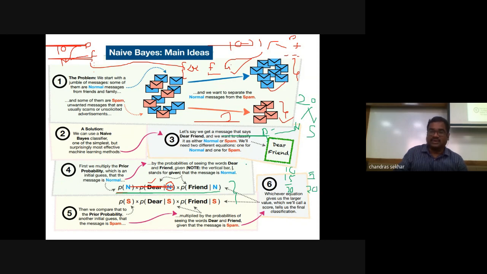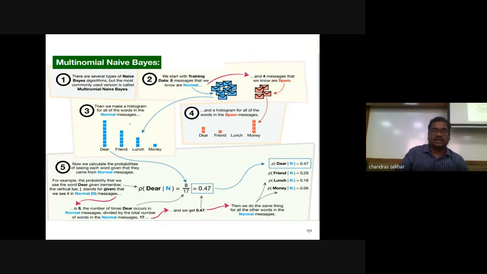In that, we will look into each word probability. So which is highest probability? See, if it is normal, what is the probability of dear? If it is normal, what is the probability of friend? So like that, we compute the probabilities of each word. Similarly, for spam also we will compute the probability, and whichever probability is greater, we will assign the label as either normal or spam.